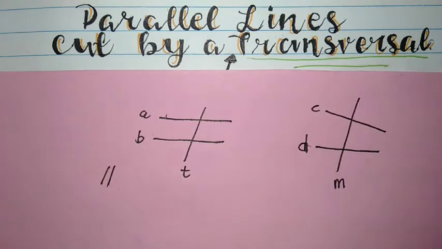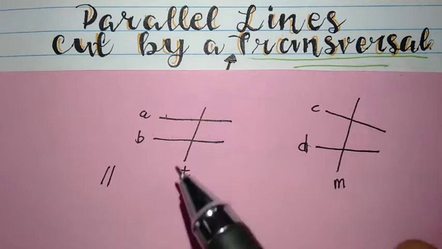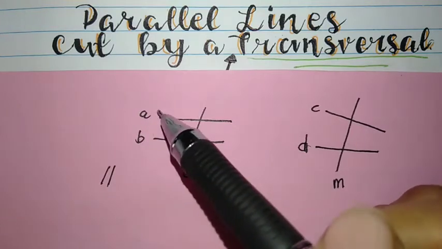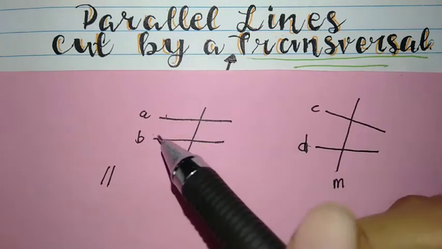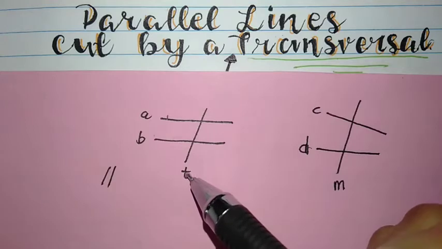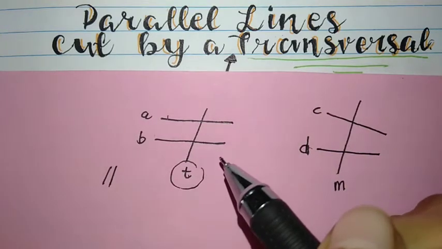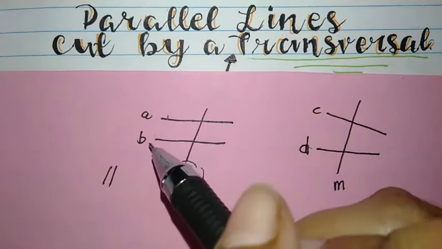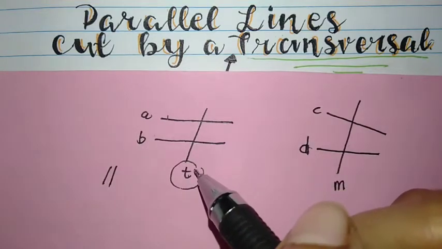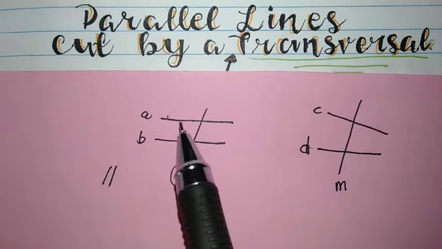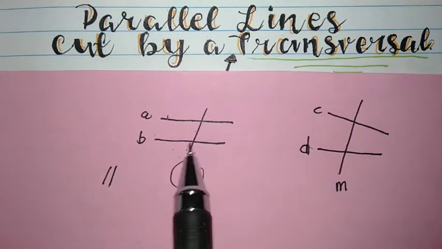Not necessarily parallel lines lang siya pwede. Basta coplanar lines, two or more. So, ito ang kanilang transversal. Meaning to say, line A and B are intersected by line T. Therefore, line T is a transversal of line A and B. Si line T yung transversal ni A and B. So, ito yung parallel lines cut by a transversal.